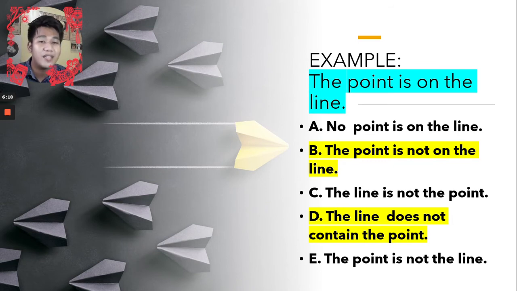Only B and letter D are the correct negation of the given example or statement. The point is on the line, and the correct negation is the point is not on the line, or the line does not contain the point.